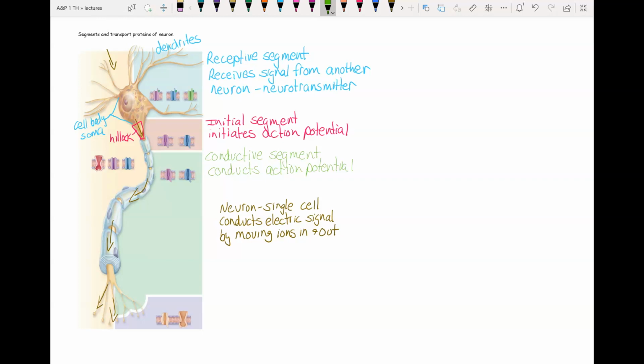So the long part of a neuron is its axon. So all of this from here down to here is all axon. Then when you get to the bottom and it branches out, these branches are telodendria.